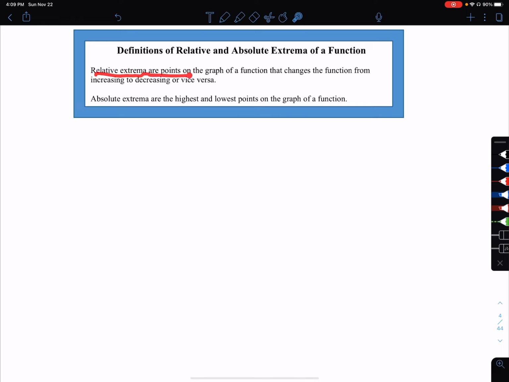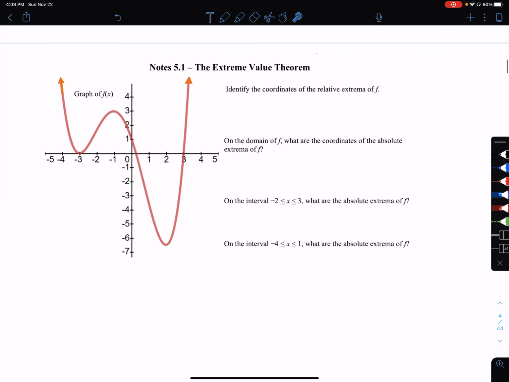Relative extrema are points on the graph of a function that change the function from increasing to decreasing or vice versa, also known as local extrema. Absolute extrema are the highest and lowest points on the graph of the function. Nothing's higher, nothing's lower. Let's look at a graph and some examples here.